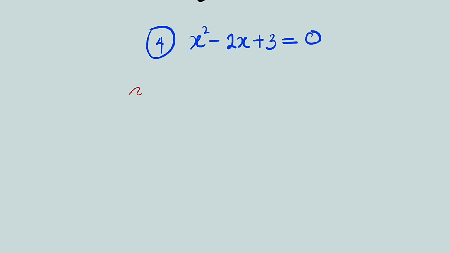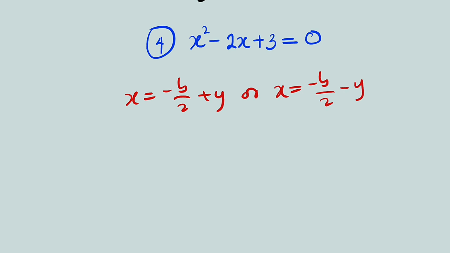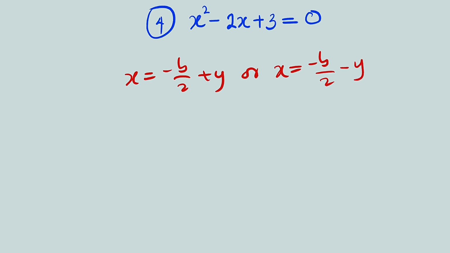Let us find our roots. X is equal to minus b divided by 2 plus y, or x equal to minus b divided by 2 minus y. All right, our b is negative already, negative 2, and this negative, it becomes positive. We have 2 divided by 2 is 1. So we have 1 plus y, or 1 minus y.